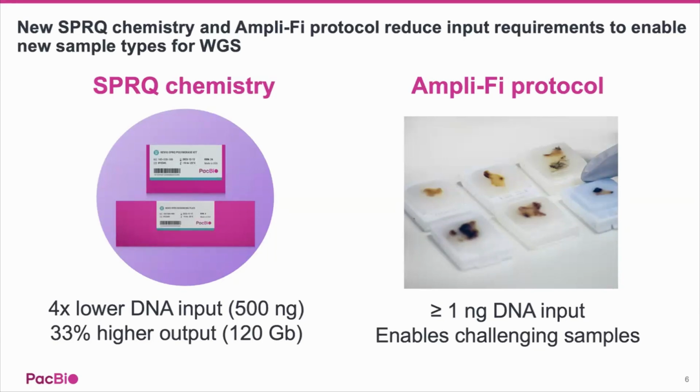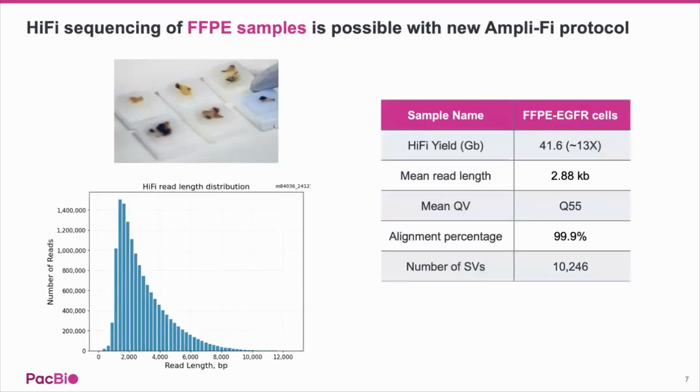We also released an amplified protocol that enables HiFi sequencing with as little as 1 nanogram of DNA input through a whole genome amplification approach. This enables the use of challenging sample types with HiFi, including FFPE. For the first time, it is now possible to sequence FFPE samples with HiFi.